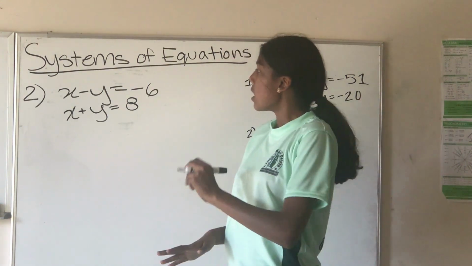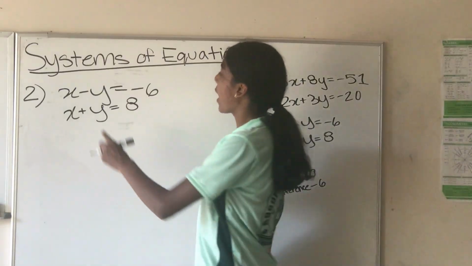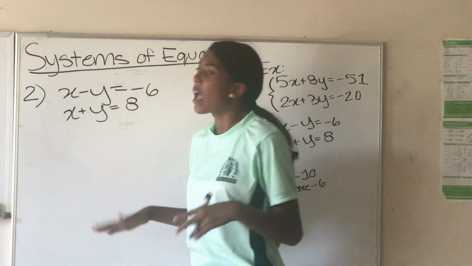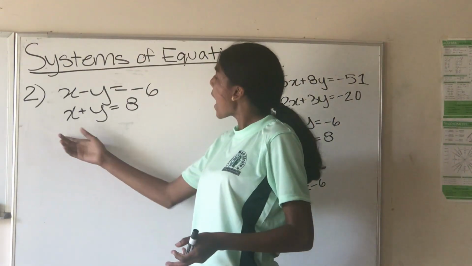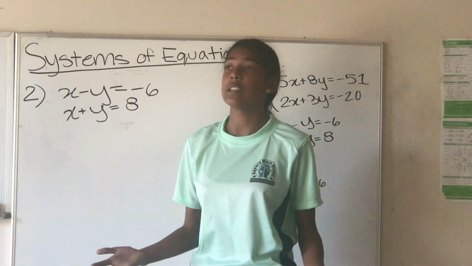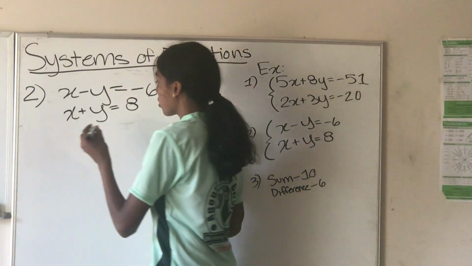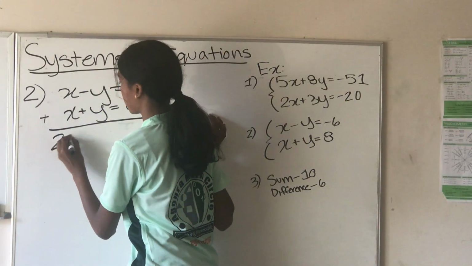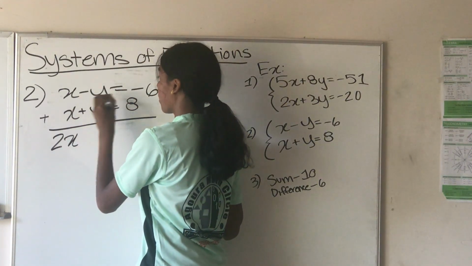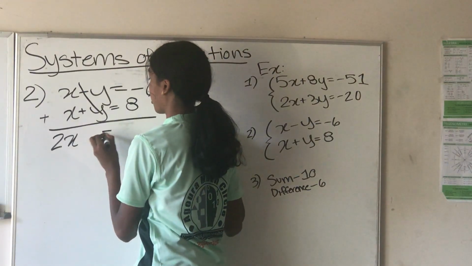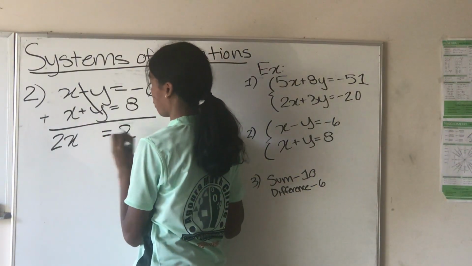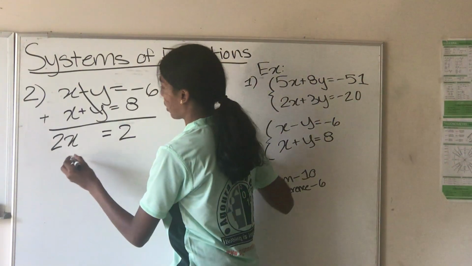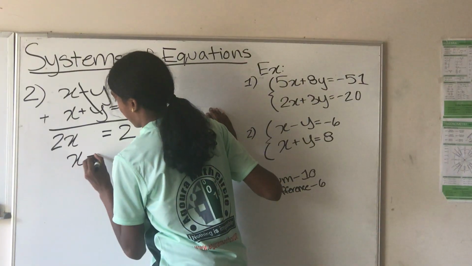So let's look at it a bit closely, and we have negative y and positive y here, and x and positive x. So we think to ourselves, if I just add these two, I can easily cancel out the y's. If we add this, x plus x is 2x. Negative y plus y is going to be 0. And then negative 6 plus 8 is 2. So we get the equation 2x equals 2. And when we solve for x, we get x equals 1.